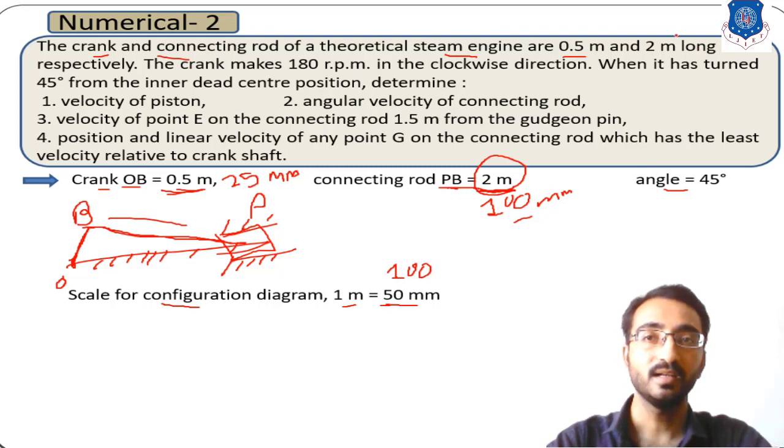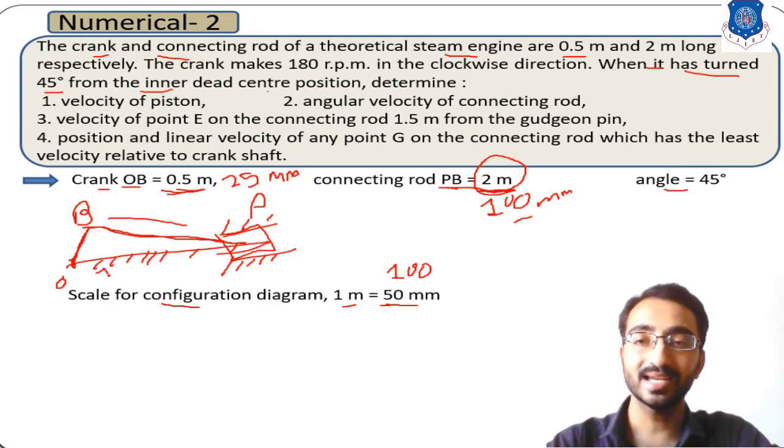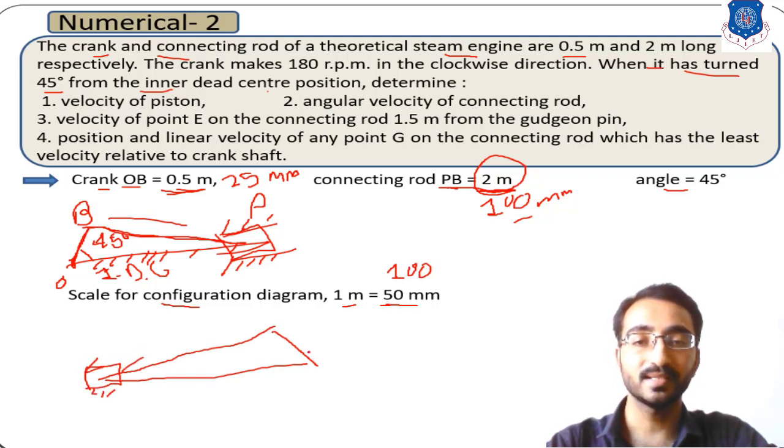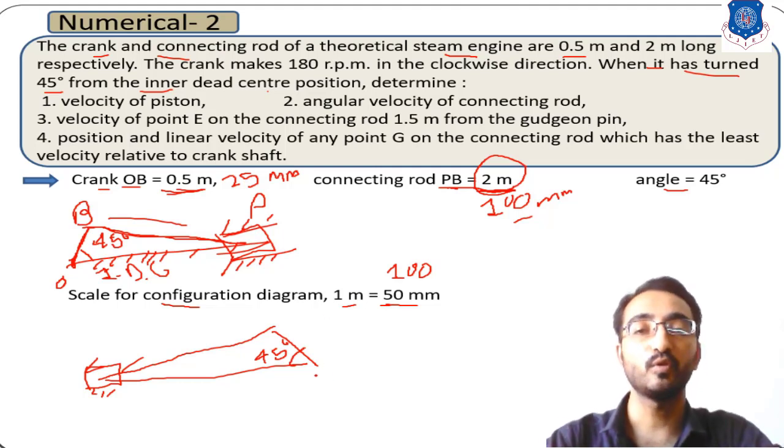Now what is this angle? Here you can see that the crank has turned 45 degree from the inner dead center. If you consider this side as the inner dead center, then from the inner dead center it is at an angle of 45 degree. A similar sketch you can consider in this way, that you are considering the crank over here, the connecting rod over here, and your piston will be at this position. In both cases the angle will remain the same, that is, the angle measured from the inner dead center on the inner side is considered as 45 degree.